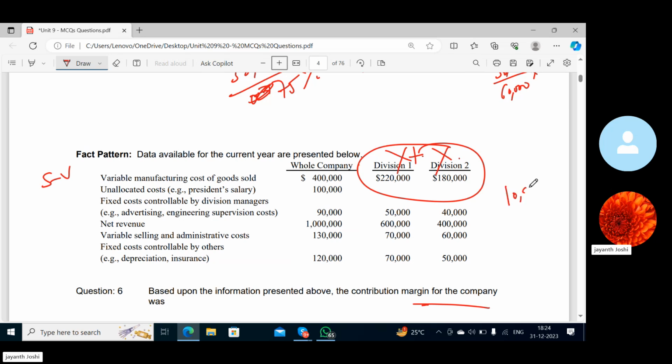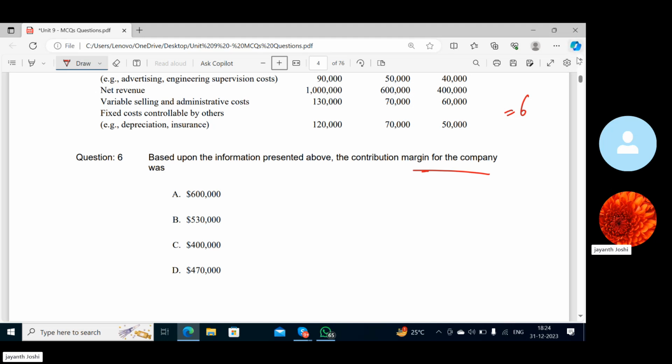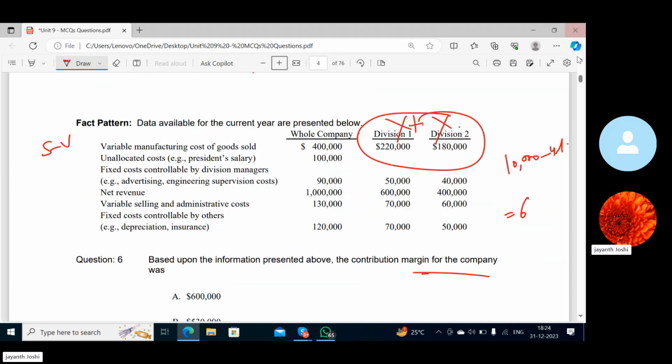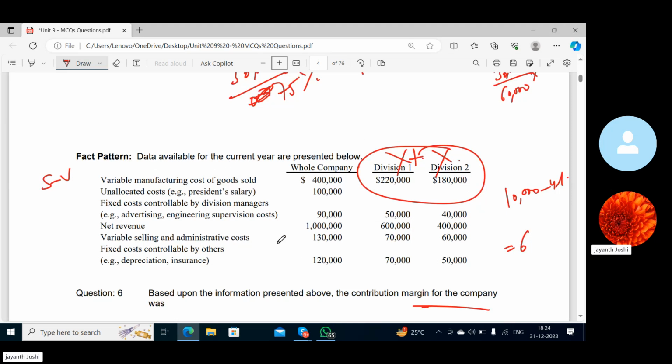So sales is how much? 10 lakhs, right? What's the variable cost? 4 lakhs. And the other variable cost? 1 lakh. So the contribution is 6 lakhs. They are asking contribution margin. Variable cost is this also, right? 1.3. Sales is 10 lakhs net revenue, less variable cost and variable administrative. What's the answer?